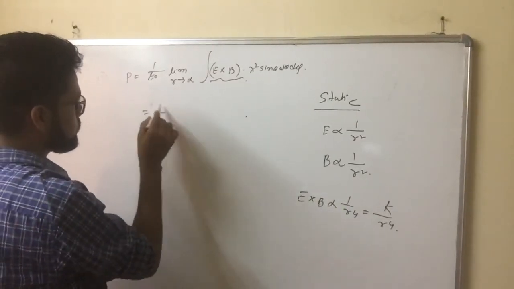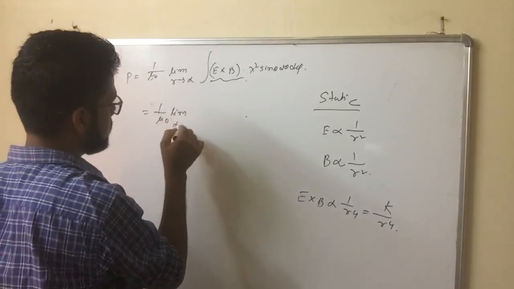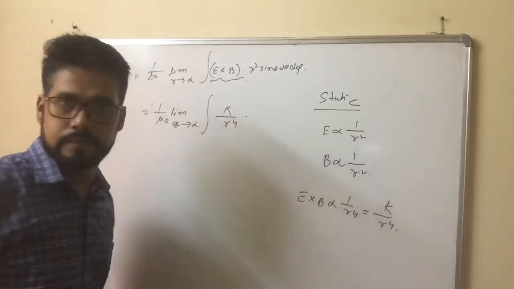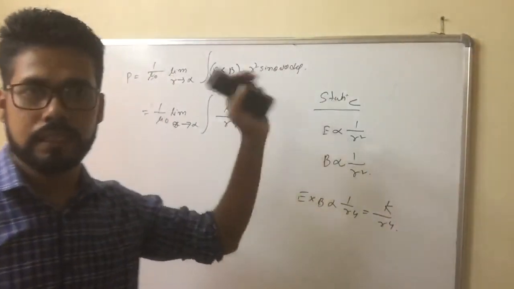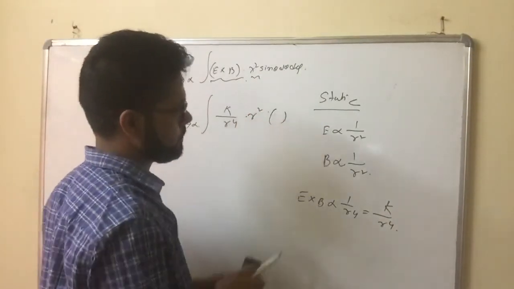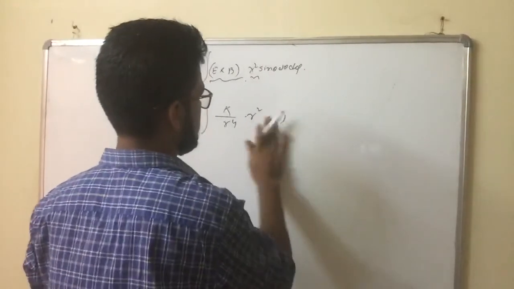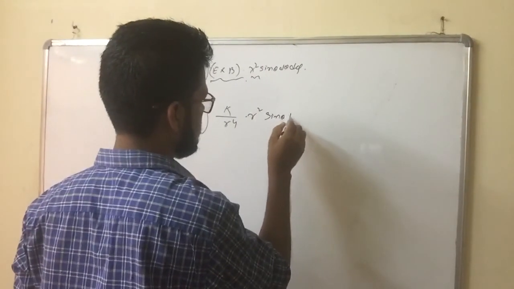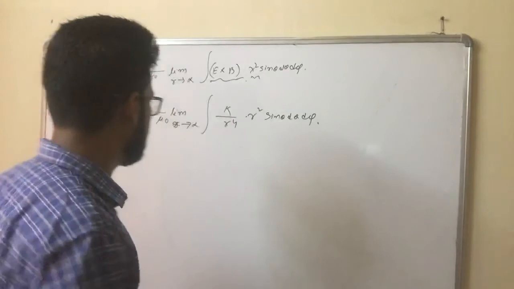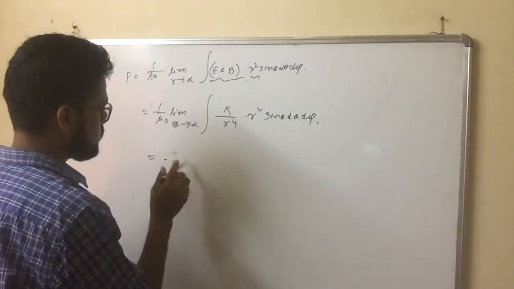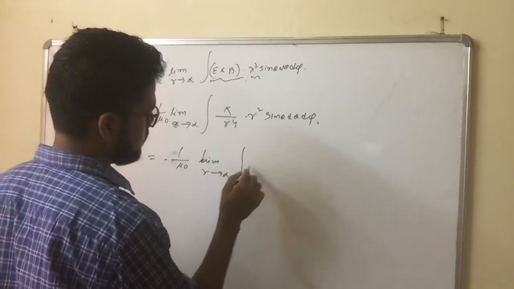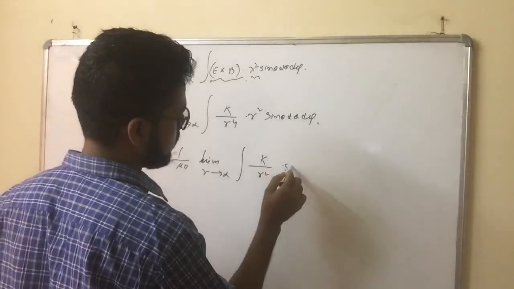So P equals 1 by mu naught, limit r tends to infinity, k by r to the power 4, and all other constants are in magnitude form, I am not writing the vector form. Then the r square term is there, so r square cancels and one r square term remains: 1 by mu naught, limit r tends to infinity, k by r square, times sin theta d theta d phi.